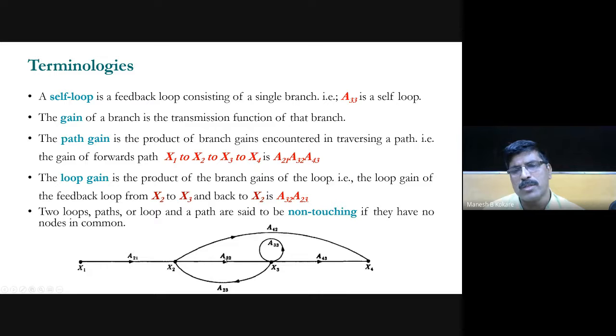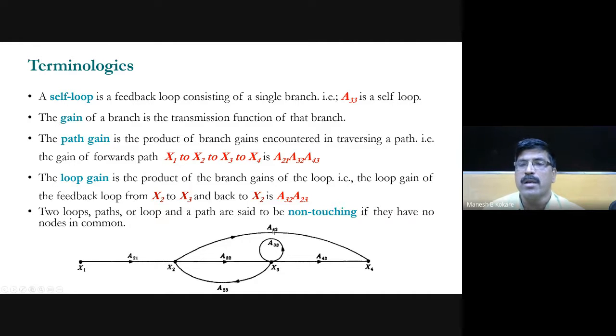Okay, here also it is going to 3, coming from 2. So this is A32. What about this one? It is going to 2, coming from 3. So this is A23. What about this one? It is starting from 3 and terminating at 3.